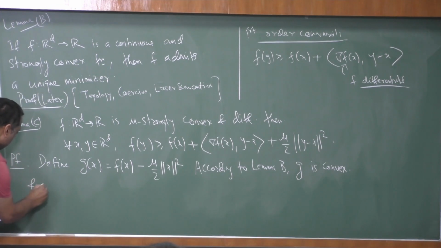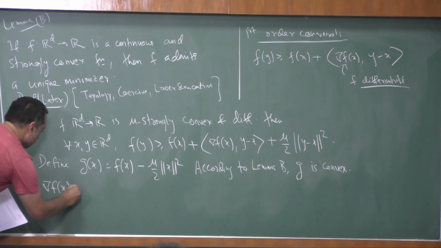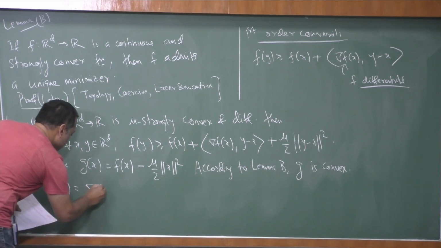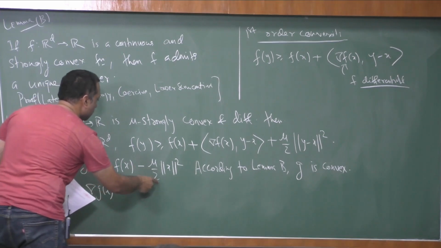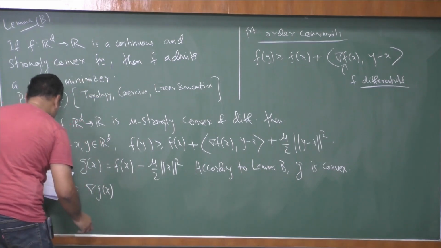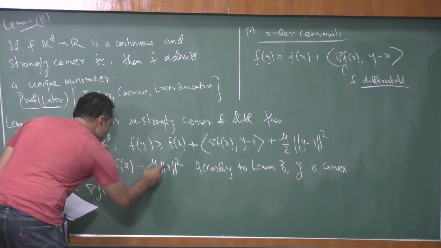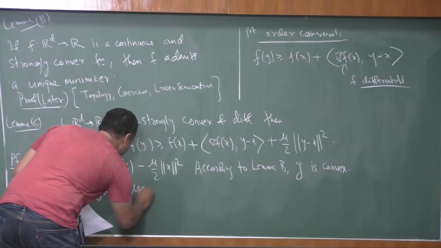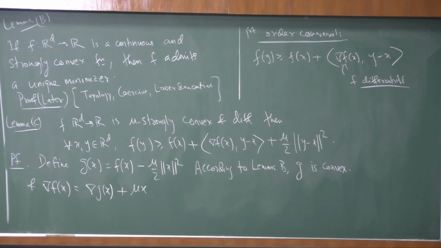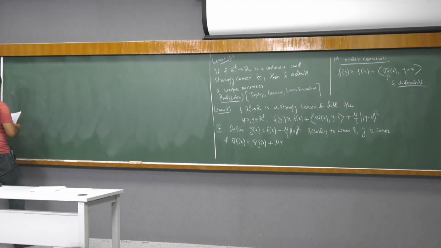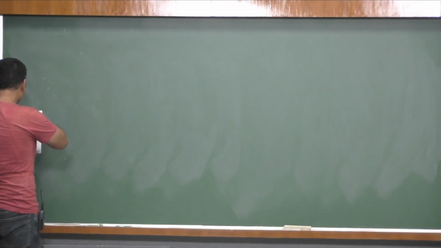And grad f x will be grad g x, and this is mu by 2, and the 2 gets cancelled, so just mu x. So, that is the gradient. All this we are going to use here. Now, we will use convexity of G. Okay. So, let us use now convexity of G.